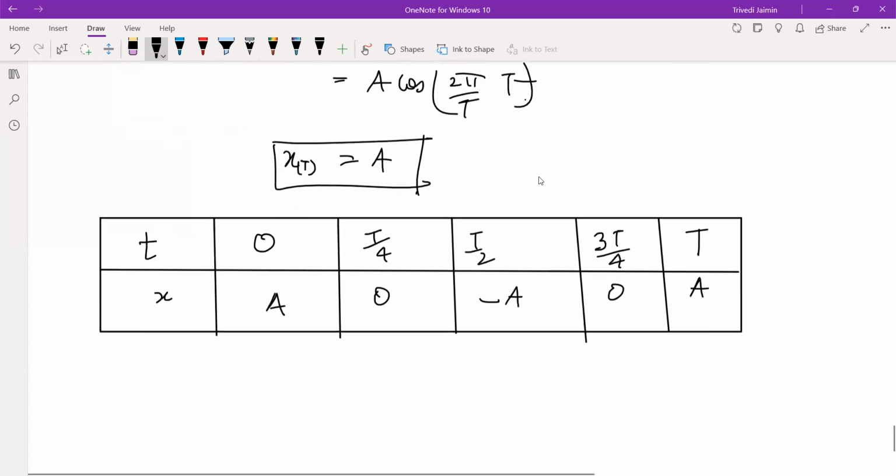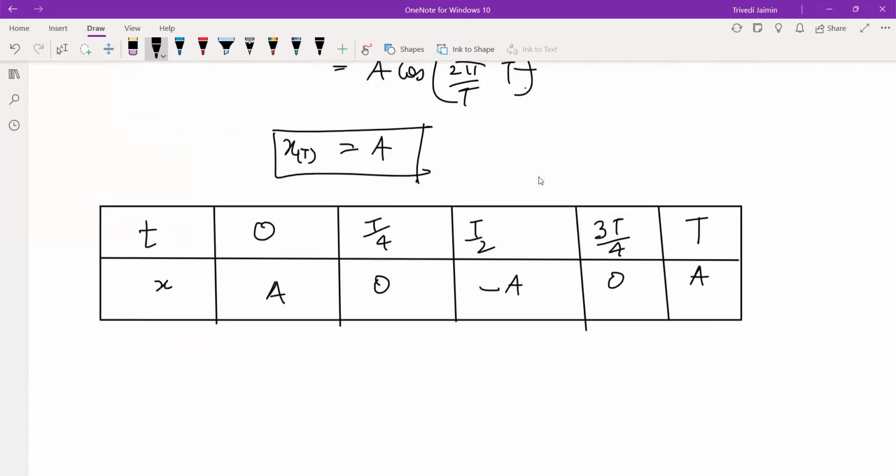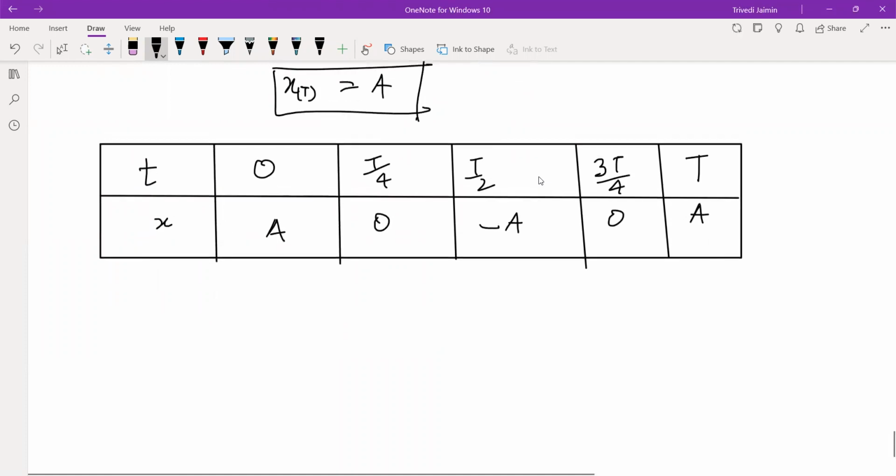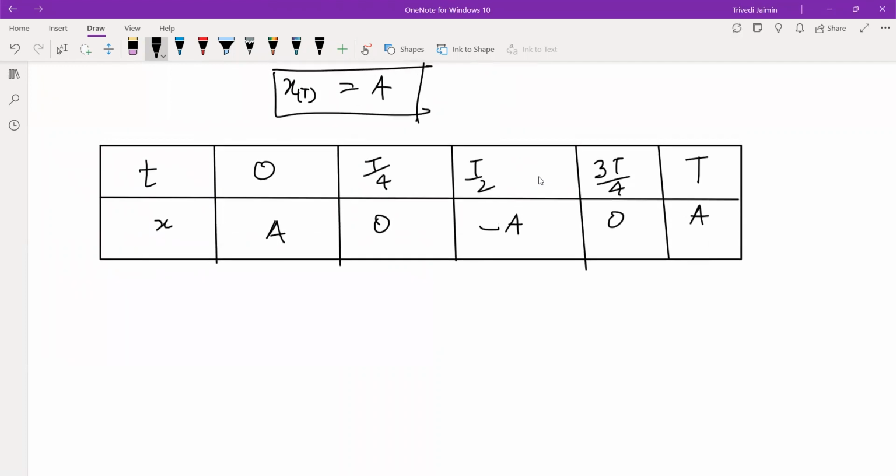Okay, can you plot this graph? On y-axis, amplitude or displacement, x, and on x-axis, time period, t. Draw a graph or plot a graph.